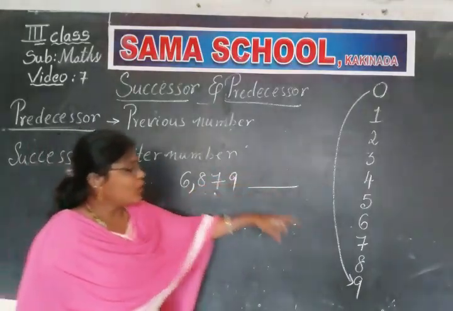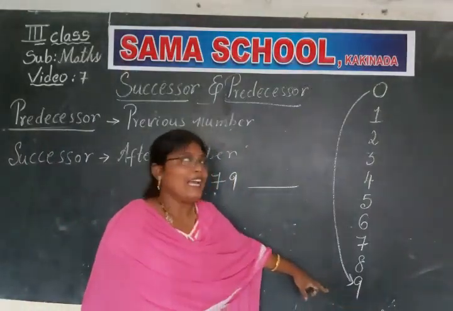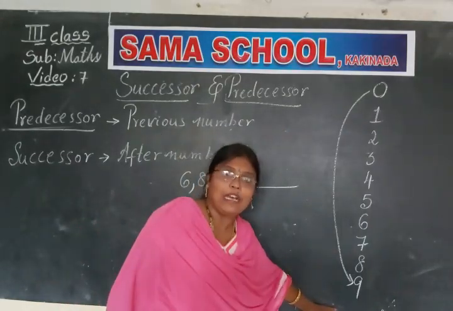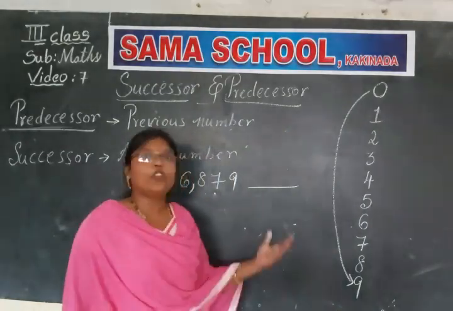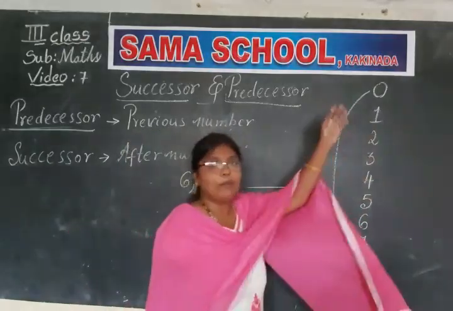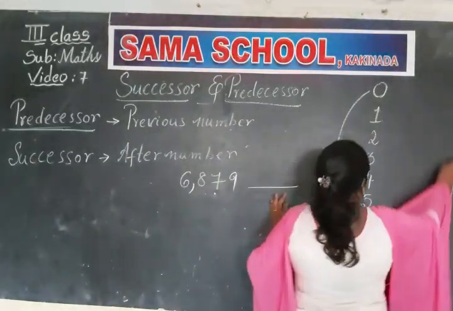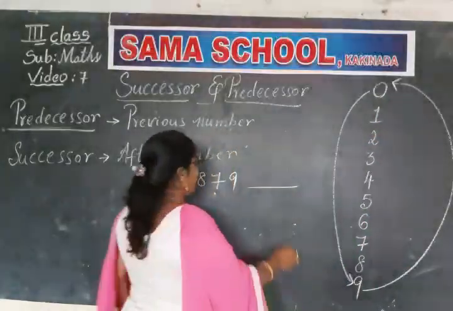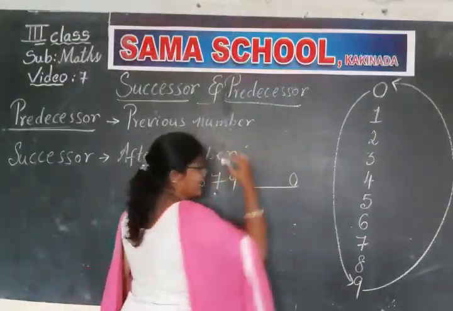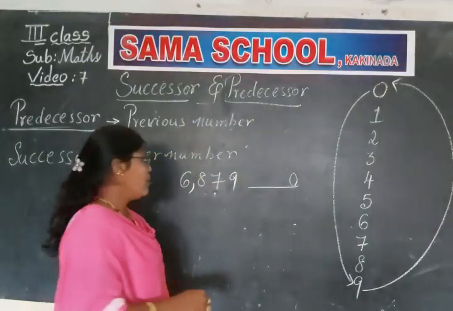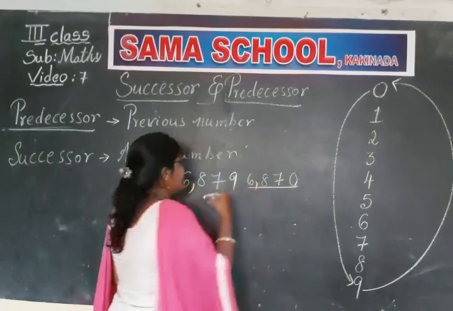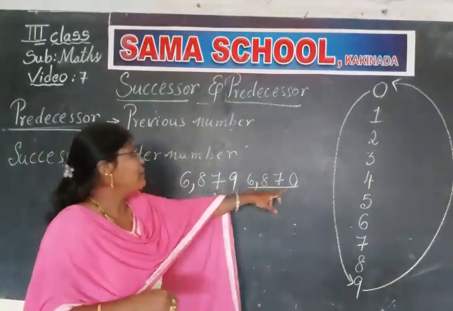So, children, what comes after 9? As we have started from 0, you cannot see any number after 9. So what do you have to do? Go back. So what is the successor of 9? It is 0. Okay. Now write that the successor of 9 is 0. And if you keep the number as it is, 6870 will become the successor.